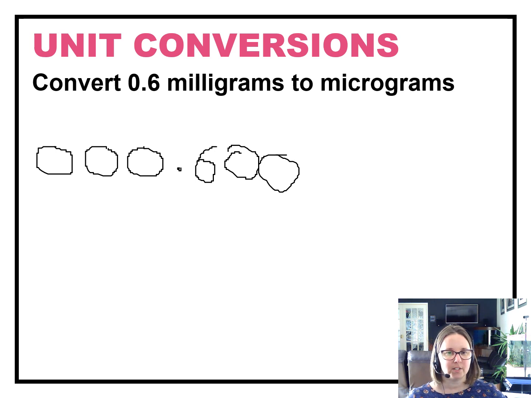So now I have to think about whether I need to multiply or divide. Well, this is milligrams to micrograms. It's a larger unit to a smaller unit. I need a bigger number, therefore I need to multiply. Mr. Rabbit, multiply right. We're going to shift that decimal point 3 places to the right. Okay, so multiply by 10, multiply by 100, multiply by 1000, and our decimal point ends up here.